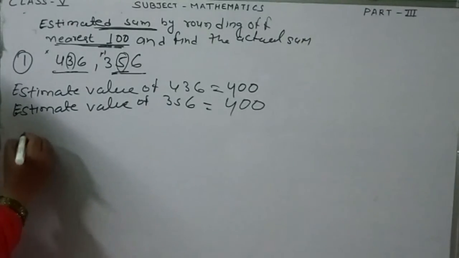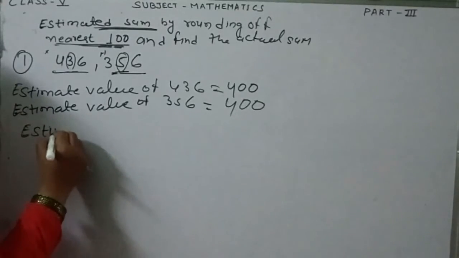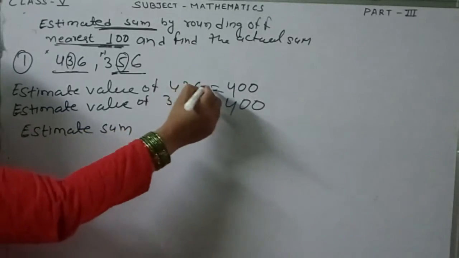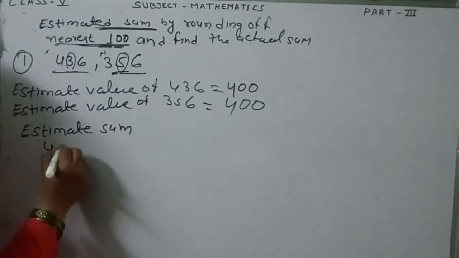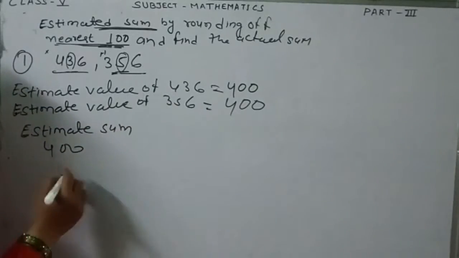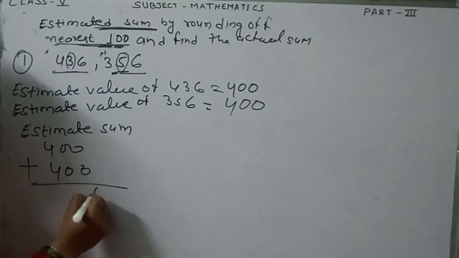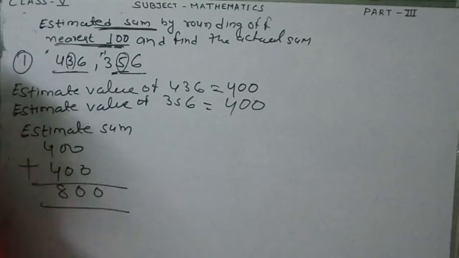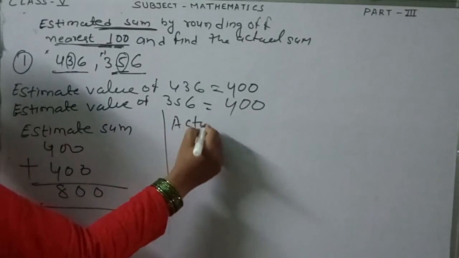Now you have to find the estimated sum. What is the estimated sum? In place of 436 you write 400, in place of 356 you write 400. 0 plus 0, 0. 0 plus 0, 0. 4 plus 4, 8. That is 800.